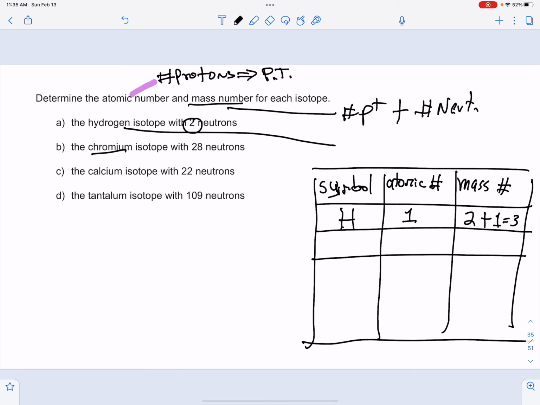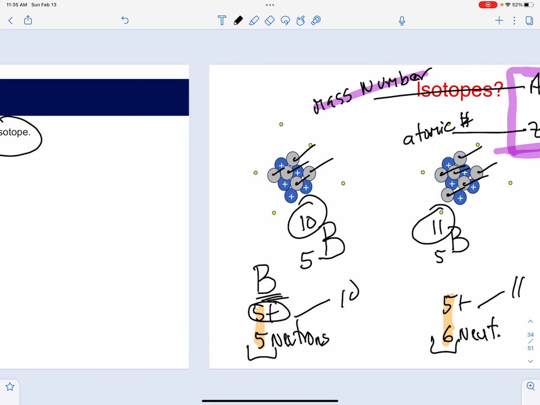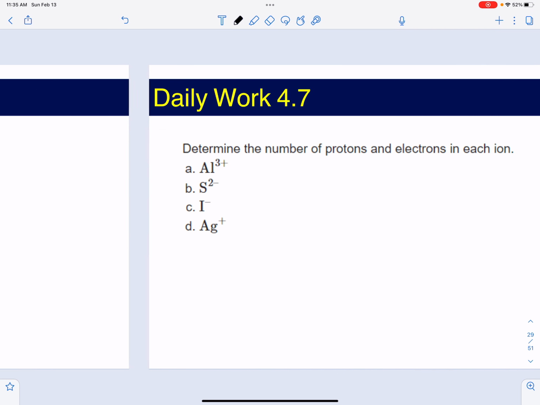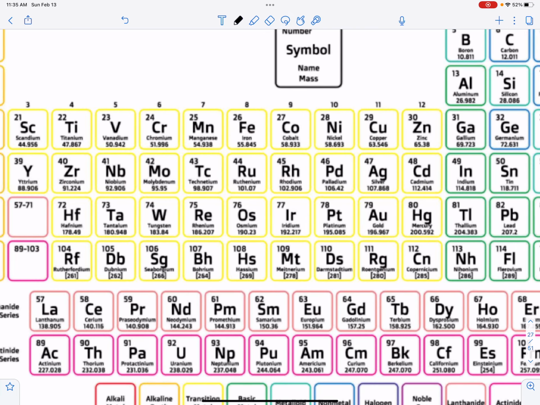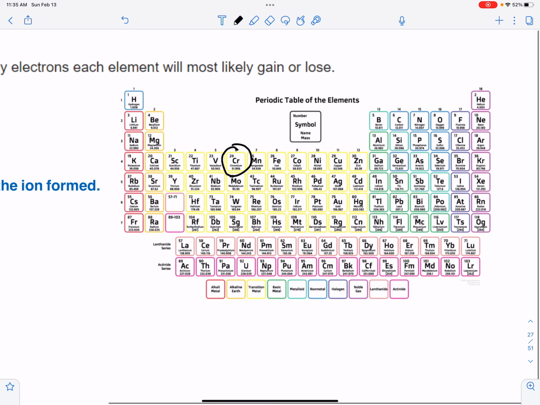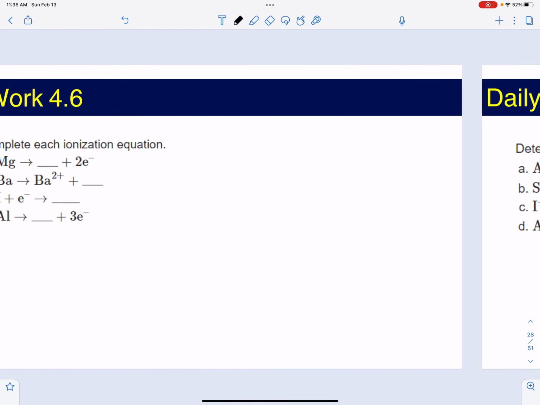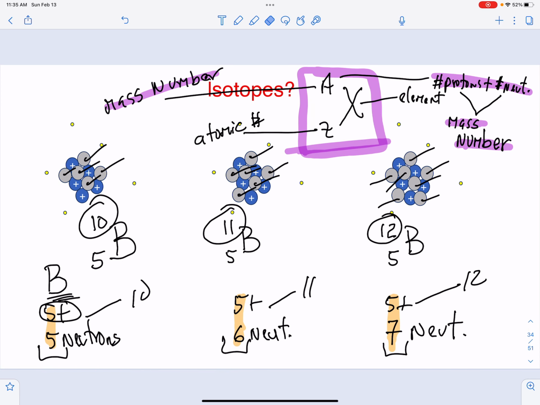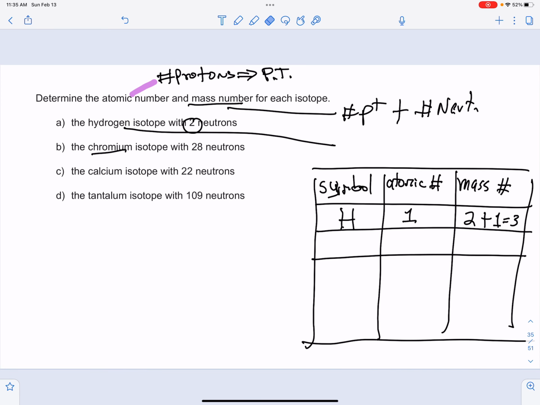The second one is chromium. I do not know chromium from memory, so let's go find it. Chromium is right there, atomic number 24. So the symbol is Cr, and that's going to be 24 protons plus 28 neutrons, so the mass number is 52.